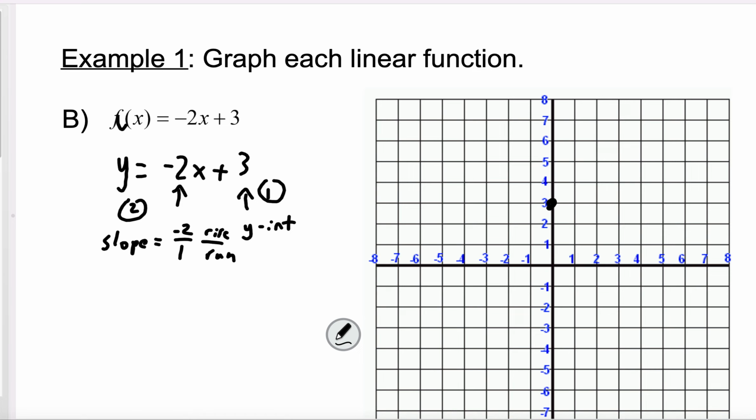So from that point, I'm going to come down 2, and then it's a positive 1, so I'm going to run 1 to the right. I'm going to come down 2 and run 1 to the right. Down 2, run 1 to the right. Down 2, run 1 to the right. You only need 2 points minimally. I just like to make it look like a nice line, so I just keep it going with the slope.